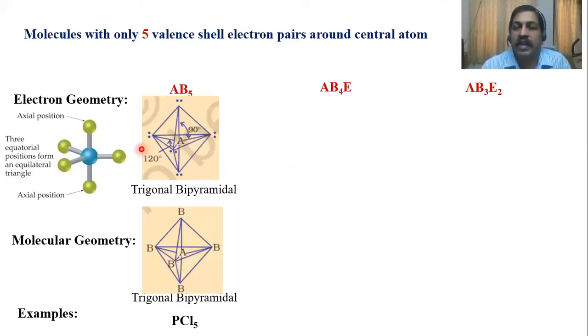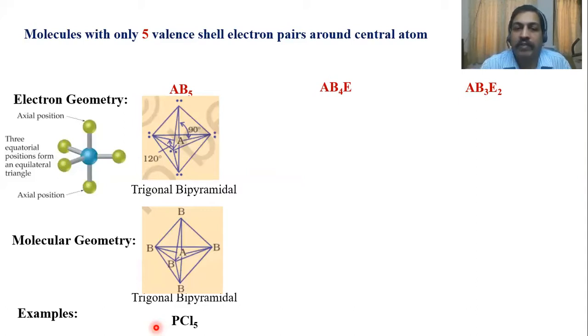If we consider only the arrangement of atoms in the molecule, we will arrive at the molecular geometry. In an AB5 type molecule, there is no lone electron pair on the central atom. There are only bond electron pairs. Molecular geometry is the arrangement of atoms in the molecule, which depends on the arrangement of the bond electron pairs. So for an AB5 type molecule, molecular geometry is the same as electron geometry. It is trigonal bipyramidal. Phosphorus pentachloride is an AB5 type molecule and it has trigonal bipyramidal geometry.